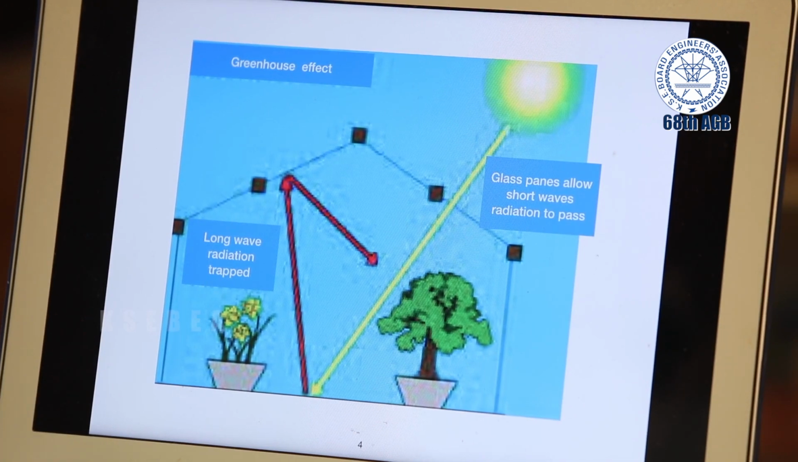So, when the sun rays are falling on the greenhouse, the rays are easily allowed in. Those rays get into the greenhouse and heat the things inside the greenhouse. And after some time, when the sunlight is not there, the hot materials within the greenhouse will start radiating heat outside. But this heat radiation is long waves, whereas sunlight is short waves.